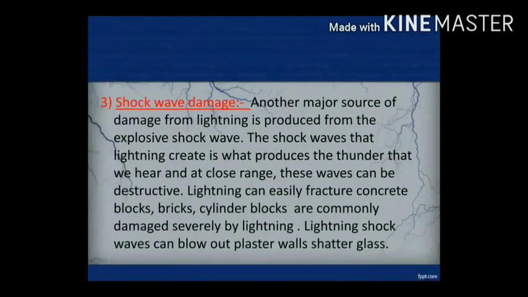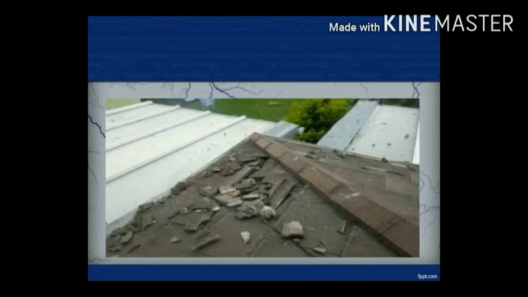Third one is shockwave damage. Another major source of damage from lightning is produced by the explosive shock waves. The shock waves that lightning creates are what produce the thunder that we hear at close range. These waves can be destructive. Lightning can easily fracture concrete blocks, bricks, and cylinder blocks, which are commonly damaged severely by lightning. Shock waves can blow out plaster, walls, and shutter glass. It is an example of shockwave damage.